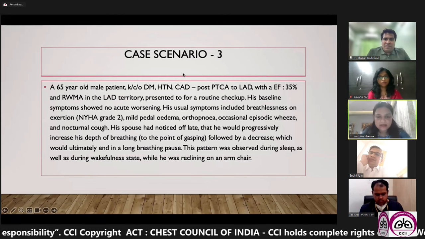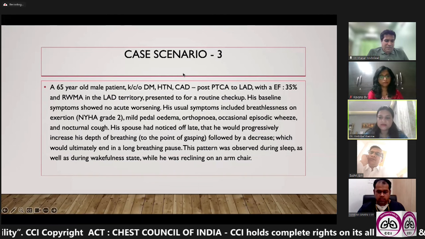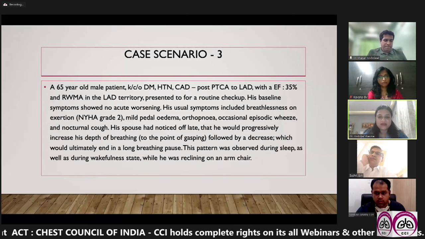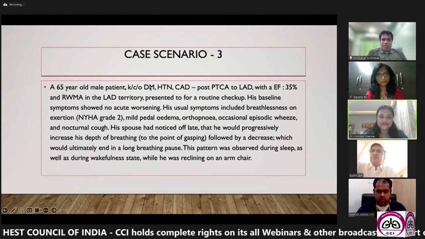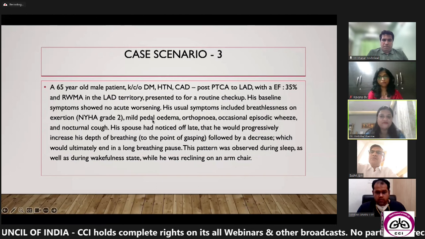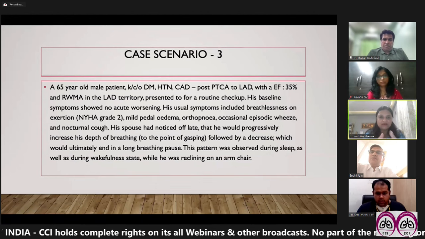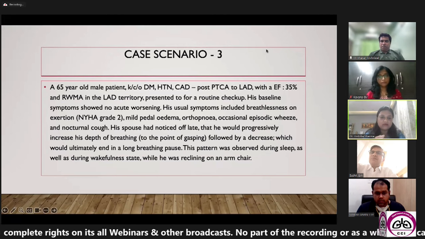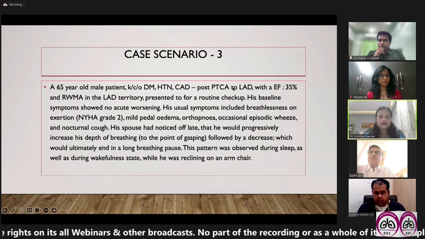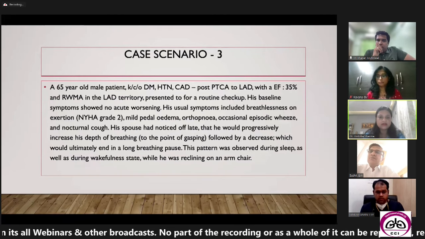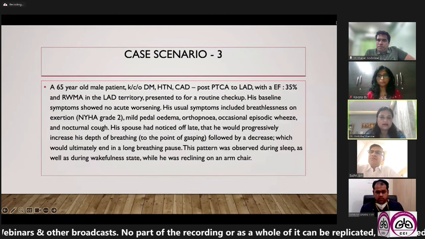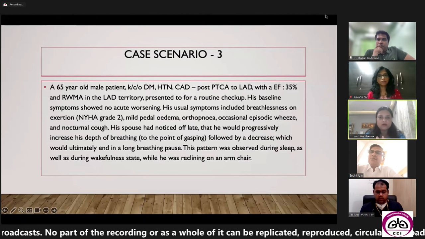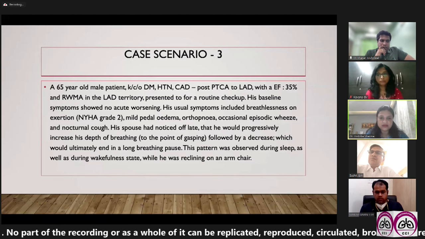So the breathing pattern described in this case scenario is consistent with Cheyne-Stokes breathing. If somebody has to learn the definition of Cheyne-Stokes, this question has been designed so beautifully. It takes all the important points seen in patients with Cheyne-Stokes breathing. One elderly patient with CAD, ejection fraction 35%, has dyspnea, pedal edema, orthopnea, and nocturnal cough. These all go with congestive cardiac failure.